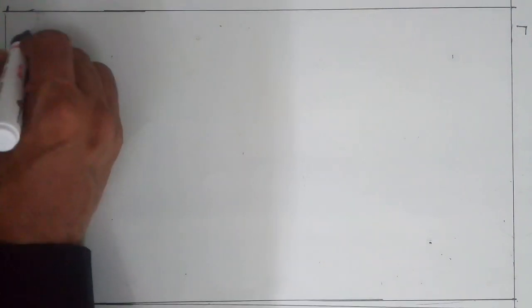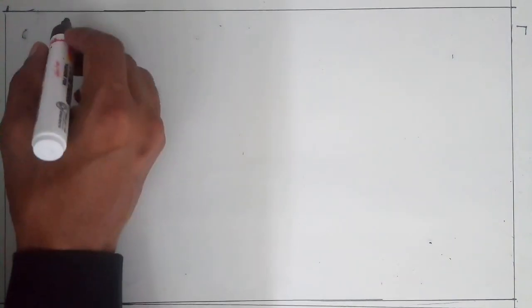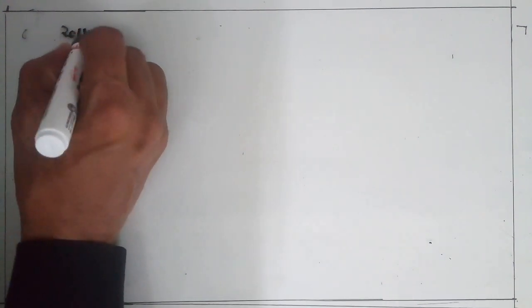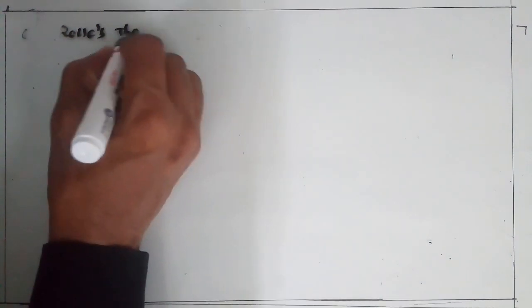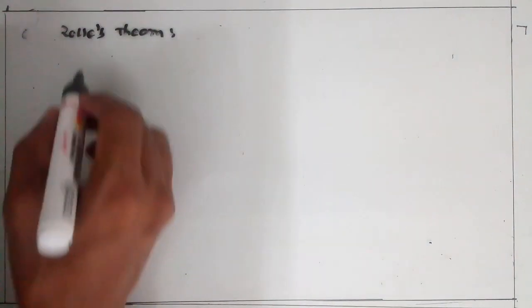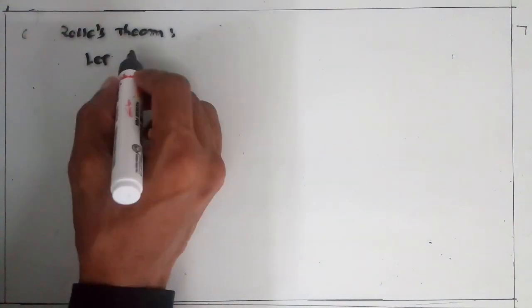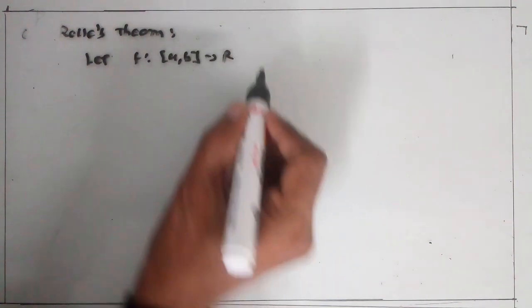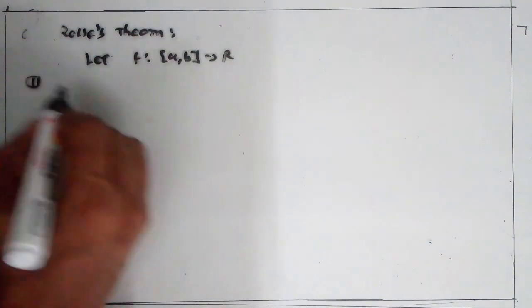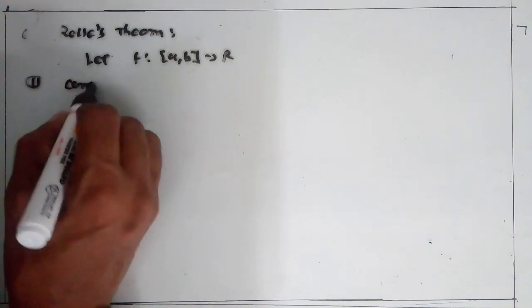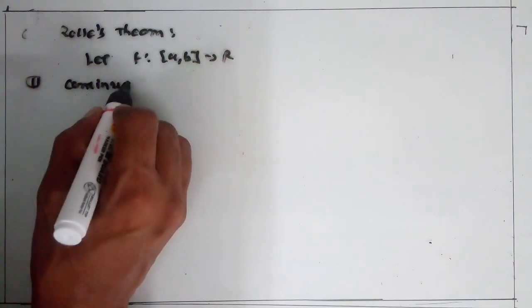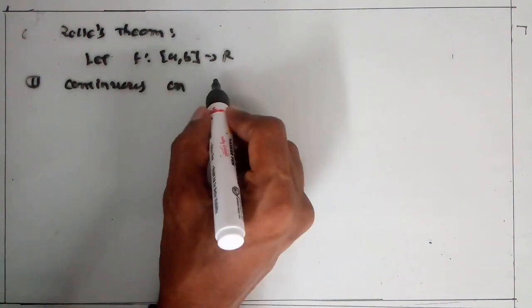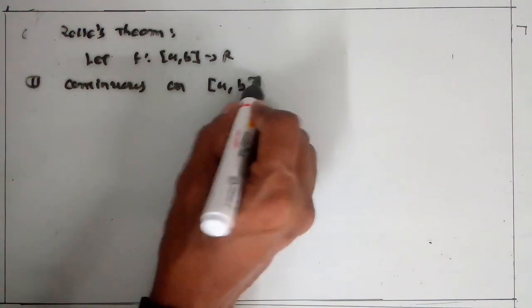Now here we discuss Rolle's theorem and the mean value theorem. First, Rolle's theorem. Remember this: let f from [a, b] to R be such that, first, it is continuous on the closed interval [a, b].